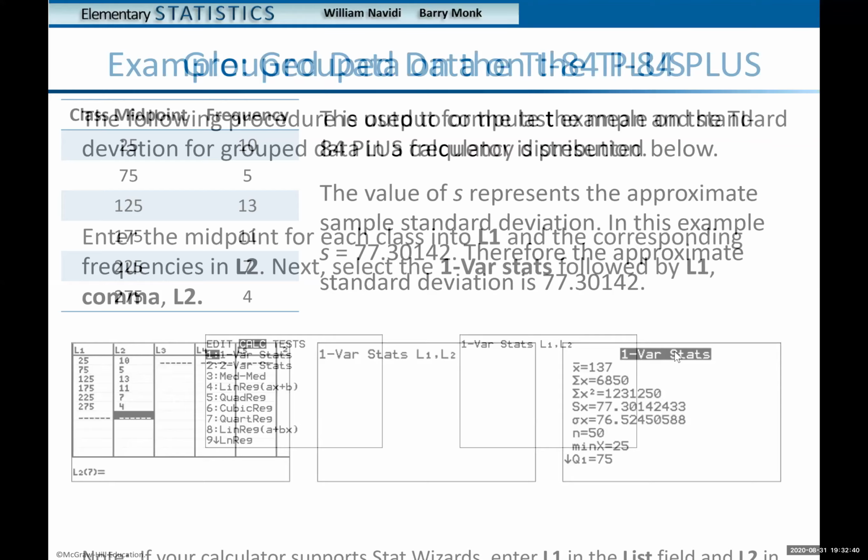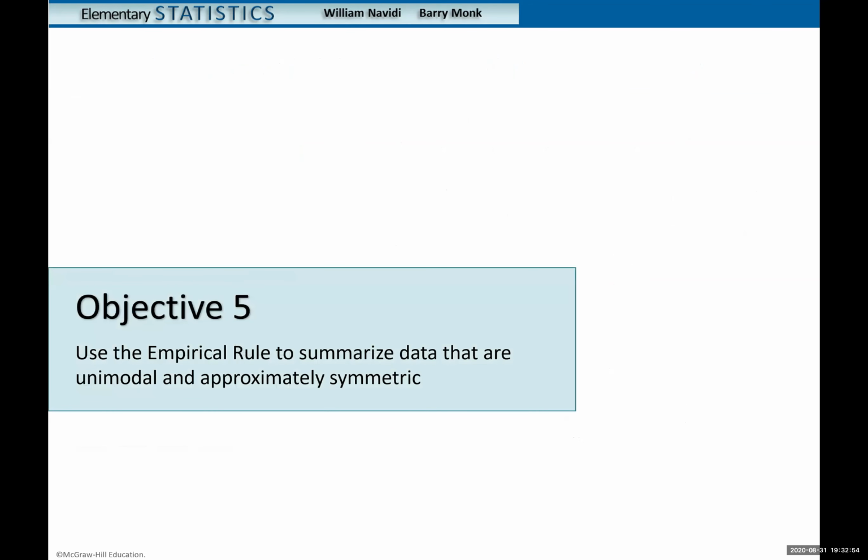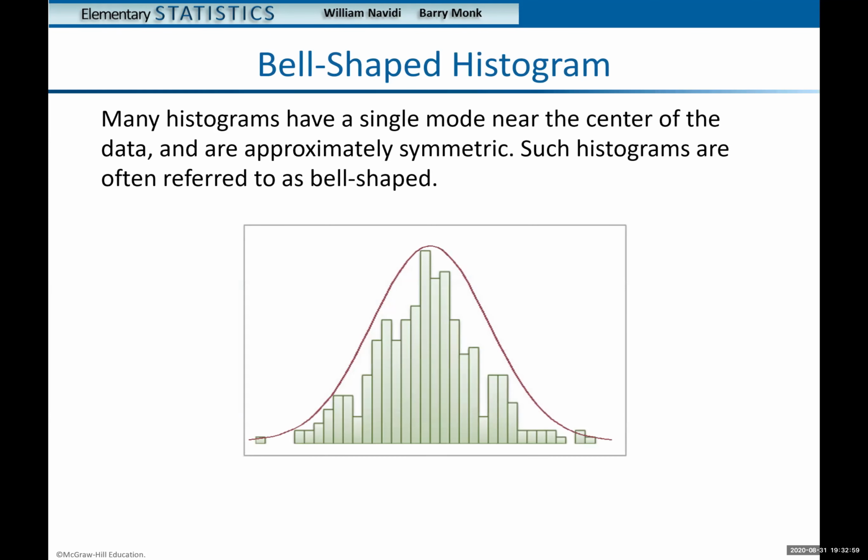All right, let's continue this. So here you can see that we have the answer, exactly the same thing, 77.30. So next objective is the empirical rule. So earlier I showed you a bell-shaped curve, and I mentioned that if mean and median are equal, then it is symmetric. It's going to look like this.